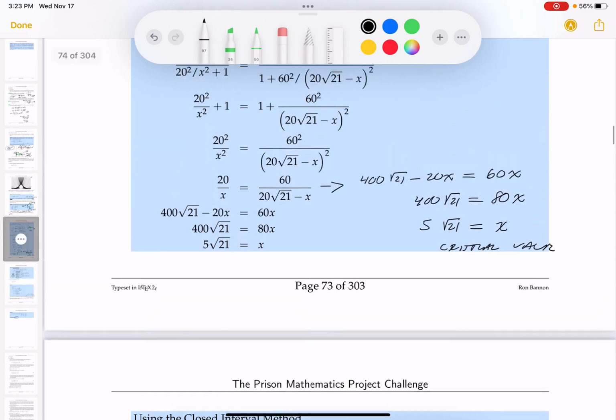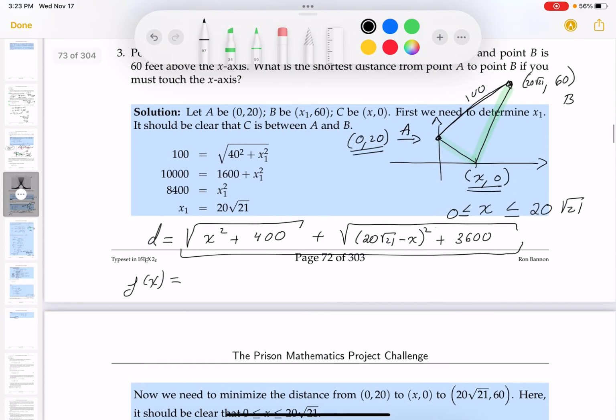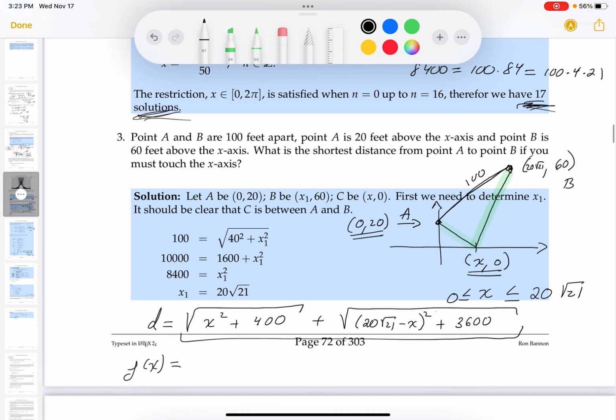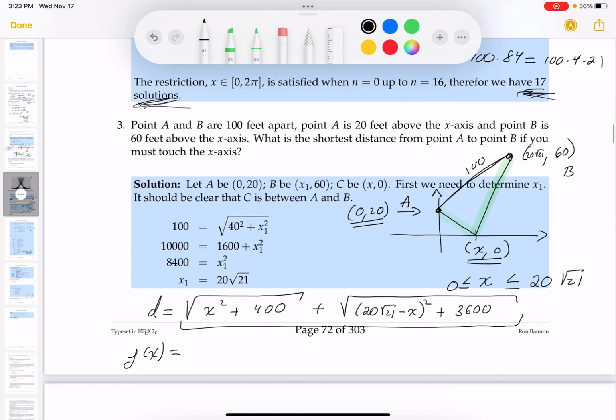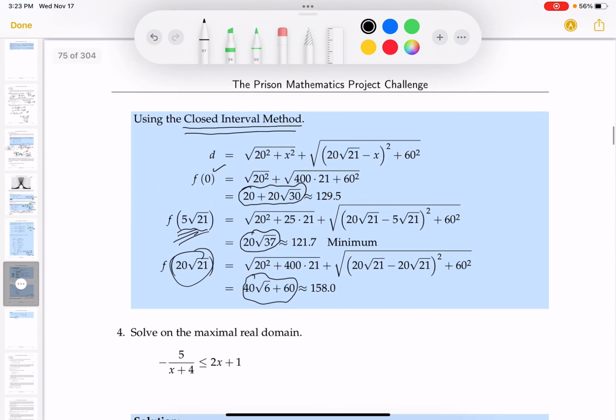So let's go back and make sure we've answered the question. And what's the question going to be? The question is, what is the shortest distance from point A to point B if you must touch the x-axis? And right now I know it. This is the shortest distance right over here. So the shortest distance is 20 root 37. Let me show you another way of doing this.